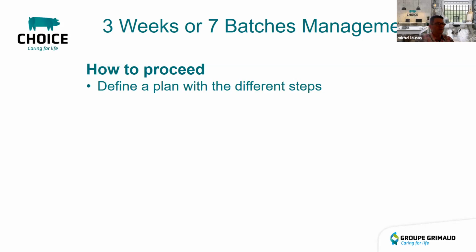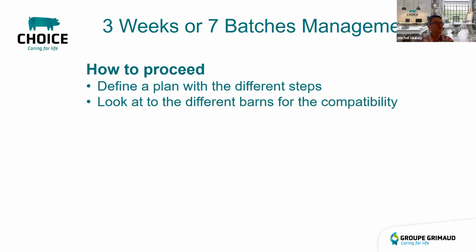And for this, it's important to know if you already have heat or at which date you have inseminated all of your sows, and to absolutely define the different steps of the batch management. Then, after that, you also have to look at the different barns for compatibility. It's why I use the spreadsheet I just showed you, because it's important to know if you are in capacity to manage the herd according to the batch management you want to put in place.